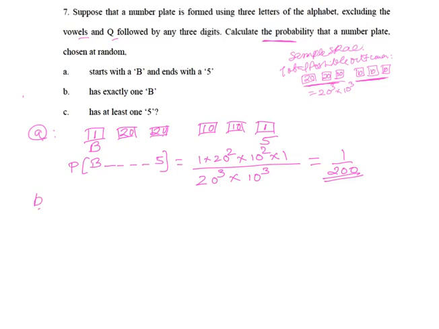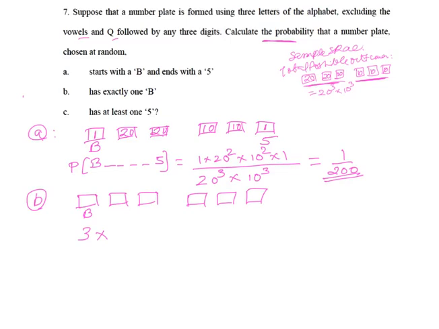Now B. Exactly 1 B. Exactly 1 B implies that B can be in the first place, it can be in the second place, it can be in the third place. We do not know where it is, but there has to be 1 B. So B can occupy any of these 3 places, therefore it is 3 times. I trust that is clear.